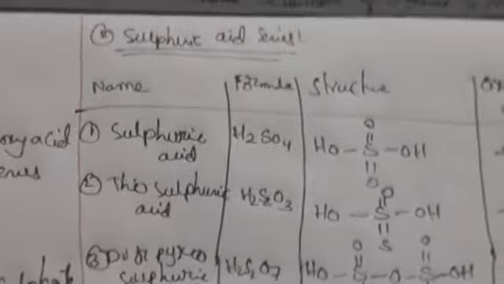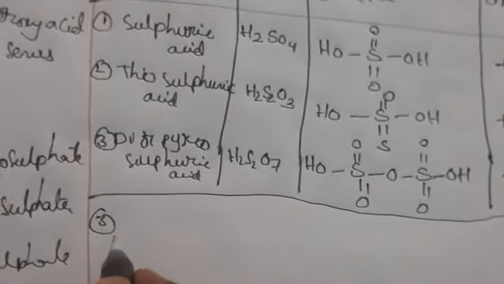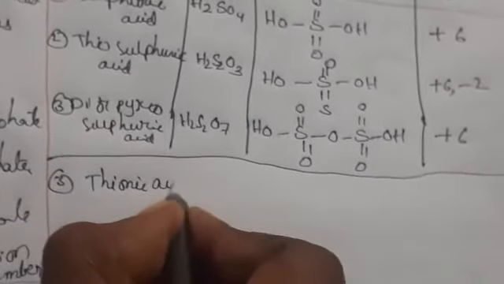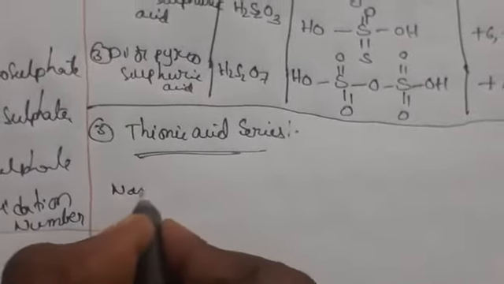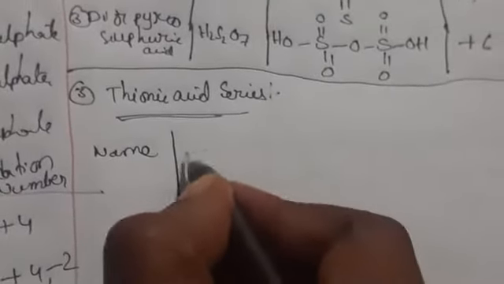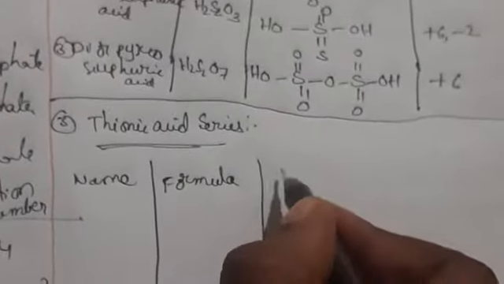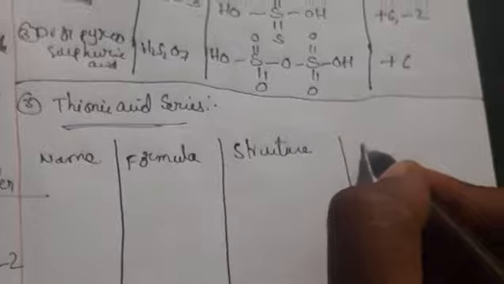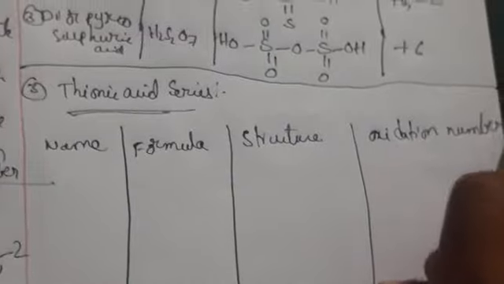So sulfurous acid we have seen, sulfuric acid we have seen. Now let us see about thionic acid series. Okay, so here also let us take name, formula, structure, oxidation number.